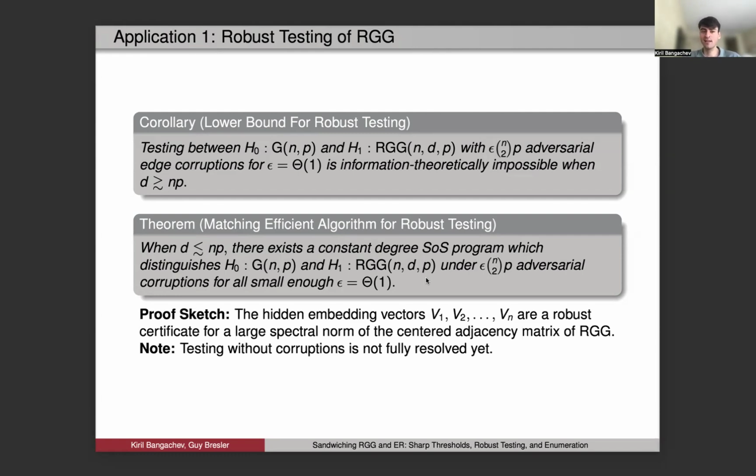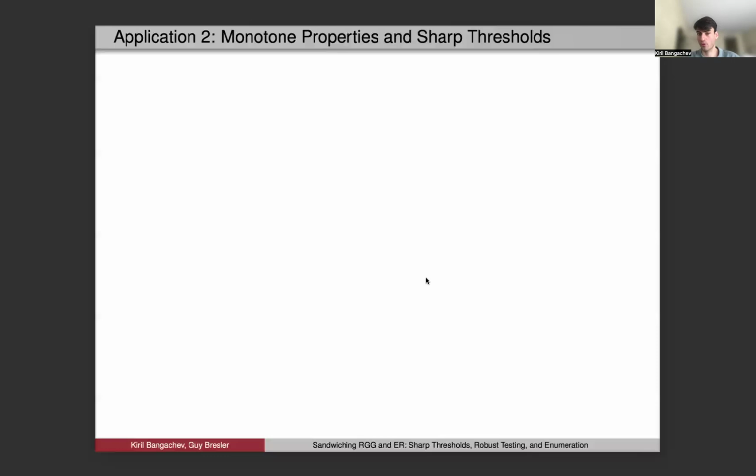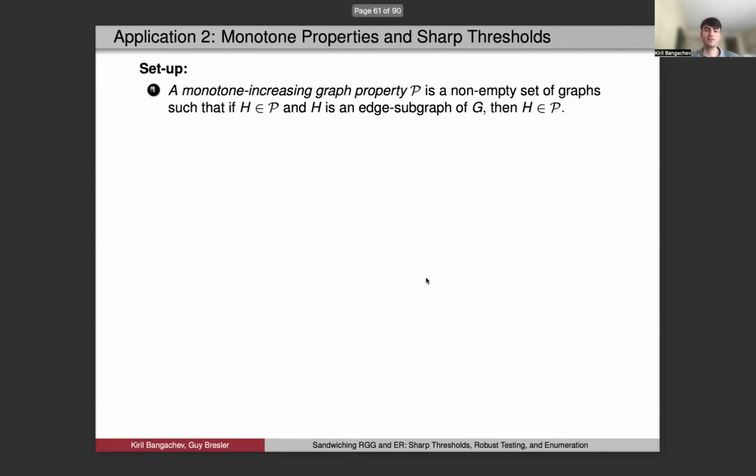Okay, so the second application is on monotone properties and sharp thresholds, which is a much more combinatorial property of random geometric graphs. So namely, what is the setup? First, a monotone increasing graph property is just any subset of graphs such that if we have a graph in this subset, also any graph obtained by adding more edges is in the subset, which means that we cannot violate the property by adding more edges.